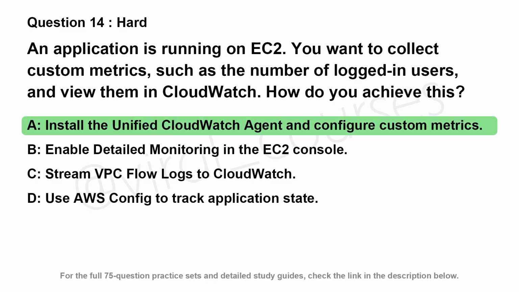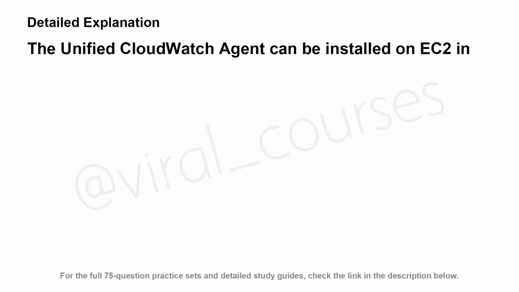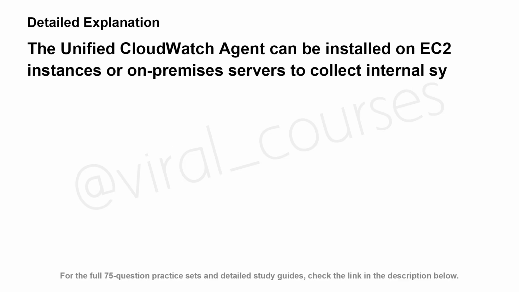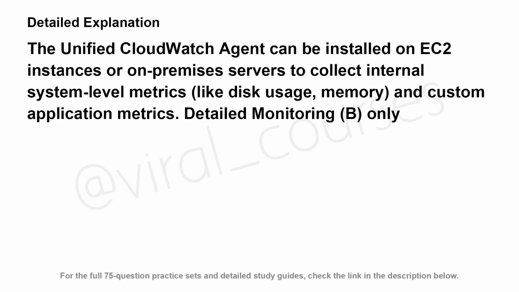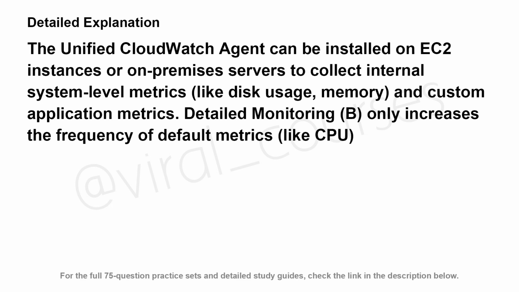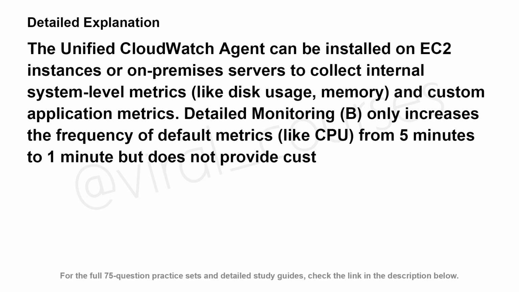The correct answer is A. The unified CloudWatch agent can be installed on EC2 instances or on-premises servers to collect internal system-level metrics, like disk usage, memory, and custom application metrics. Detailed monitoring, B, only increases the frequency of default metrics, like CPU, from 5 minutes to 1 minute but does not provide custom application metrics.